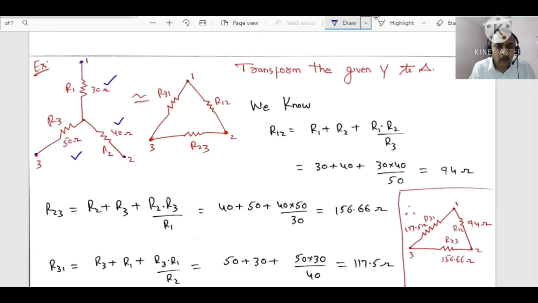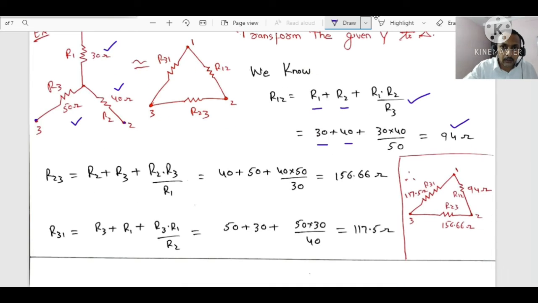Now what about R12? If you draw it in the form of an equivalent delta, what will be the value of R12? We know from the star to delta and delta to star transformation formulas, our R12 is equal to R1 plus R2 plus R1 into R2 divided by R3. That is what we will do here. 30 plus 40 plus 30 into 40 divided by 50, and we will get that value as 94 ohms. Clear? Good.